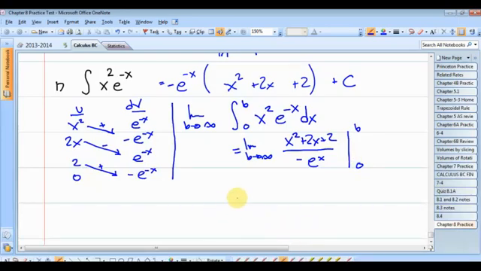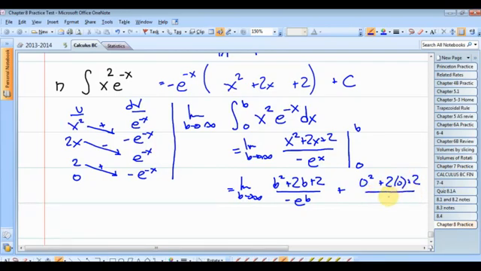Okay, let's substitute things in here. The limit as b approaches infinity of b squared plus 2b plus 2 over negative e to the b plus 0 squared plus 2 times 0 plus 2 over e to the 0. No, because you need plus.